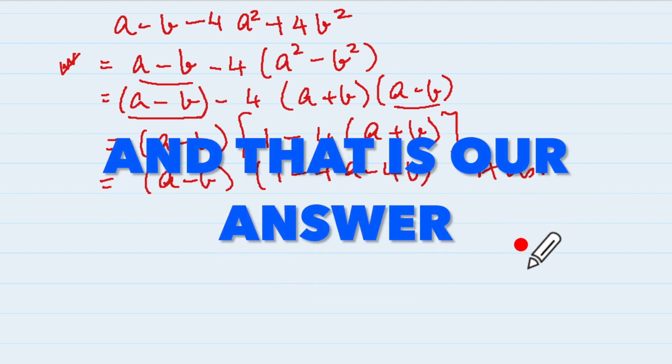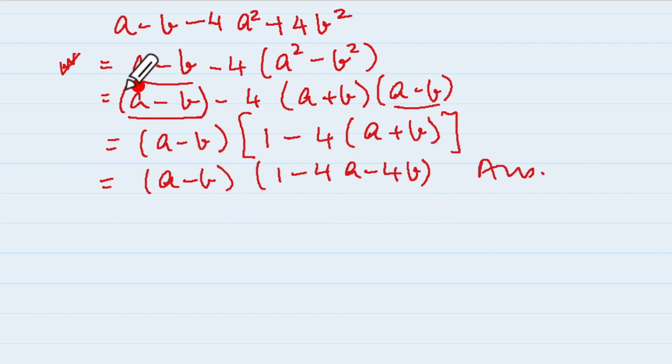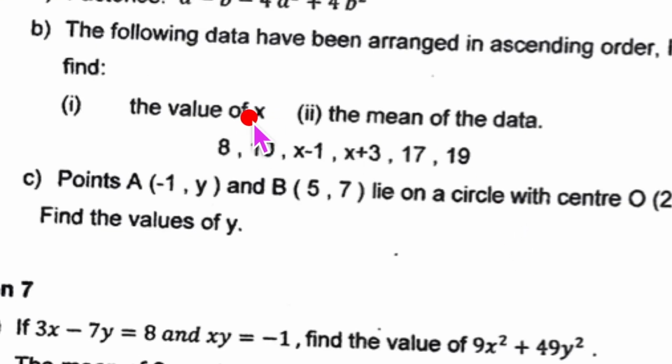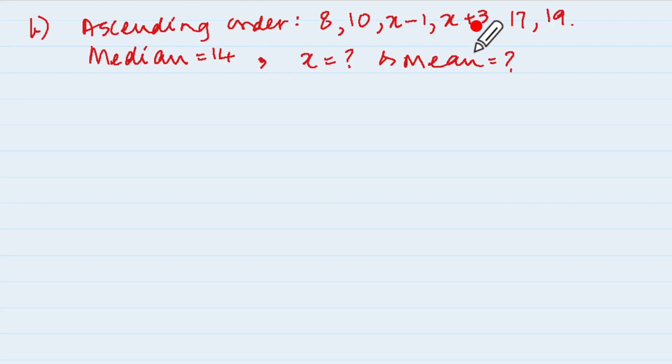Okay, so this was your 6A question. 6B, the following data which is arranged in ascending order. The median is 14, find the value of x and the mean. So x we have to find and the mean of this. So let us write the question. This is our question. How many terms are there? 1, 2, 3, 4, 5, 6. So your n is equal to 6, which is our even number.